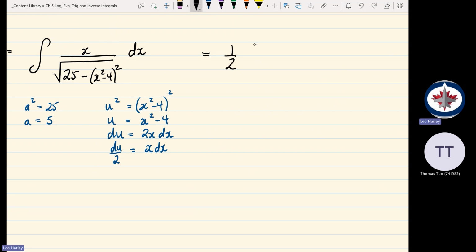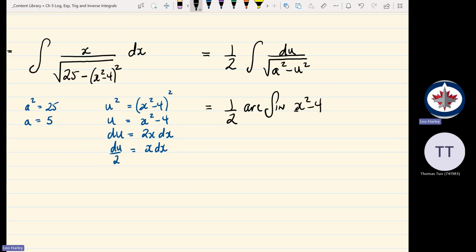And if you want to, you could rewrite it as the integral of du over the square root of a squared minus u squared. It's going to be 1/2 arc sine. What is u? x squared minus 4. What is a? 5. And then don't forget about the drowning child.